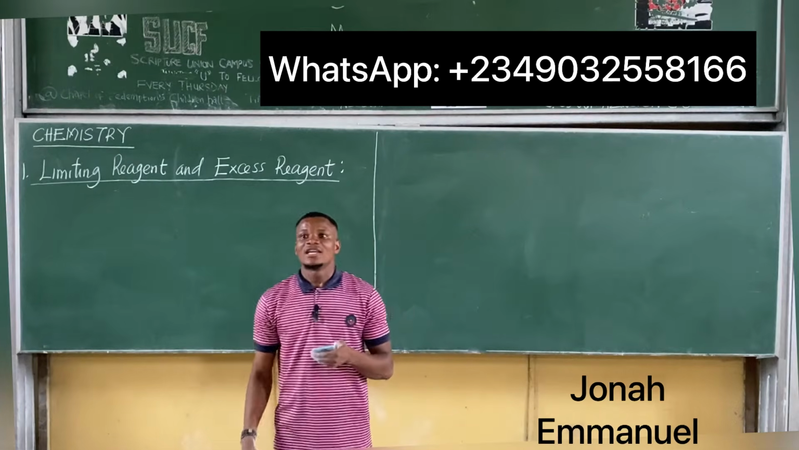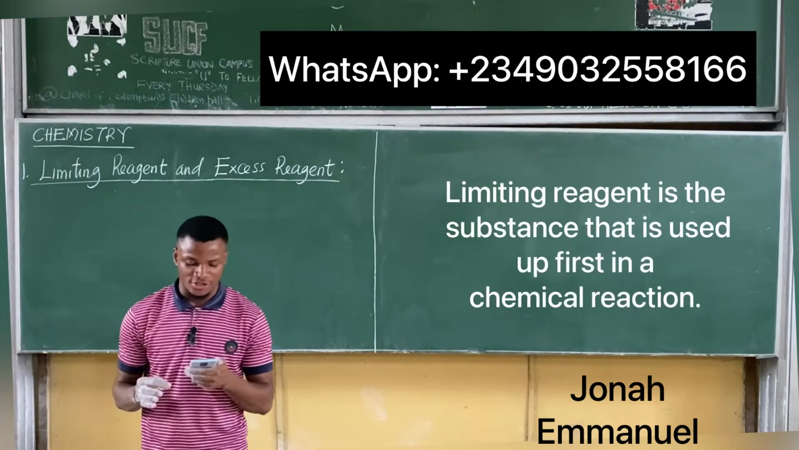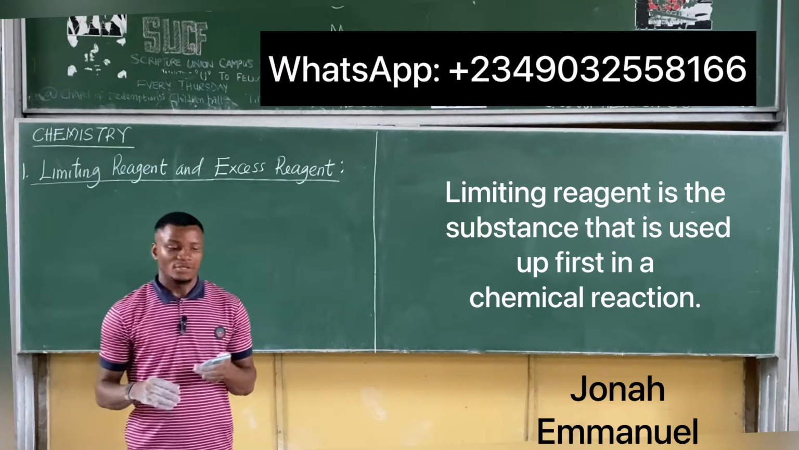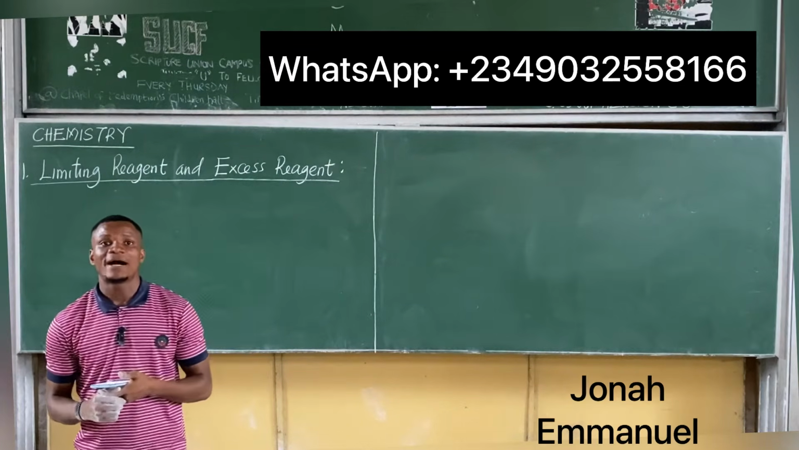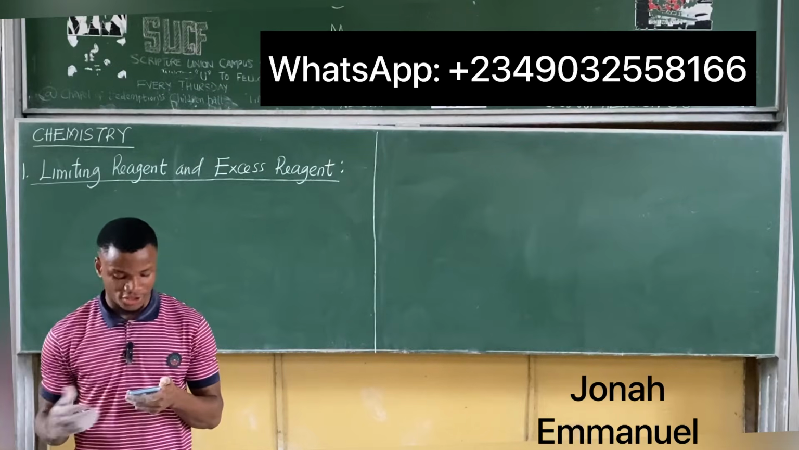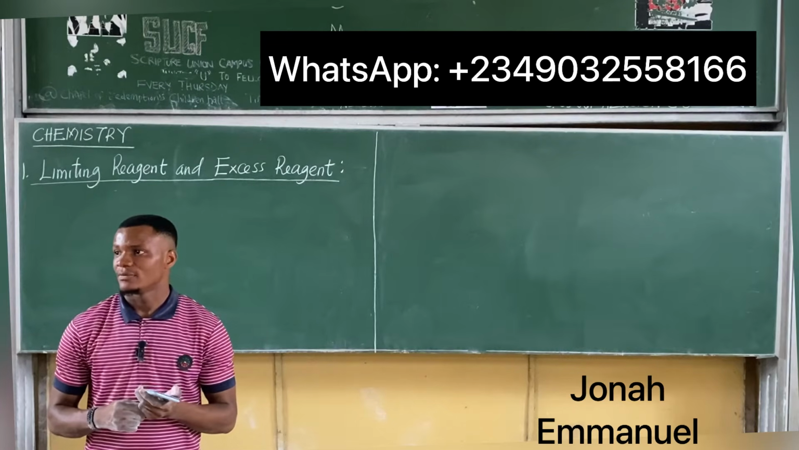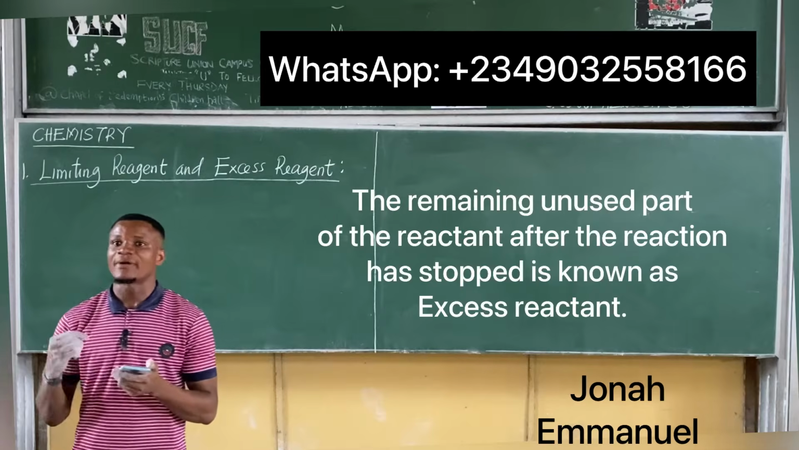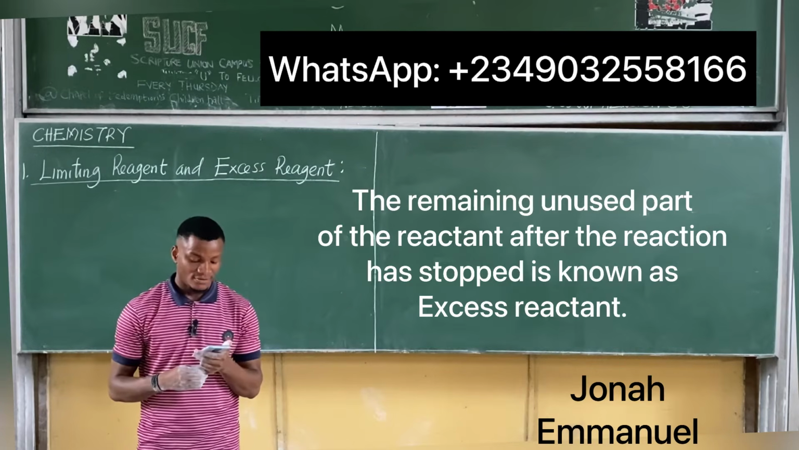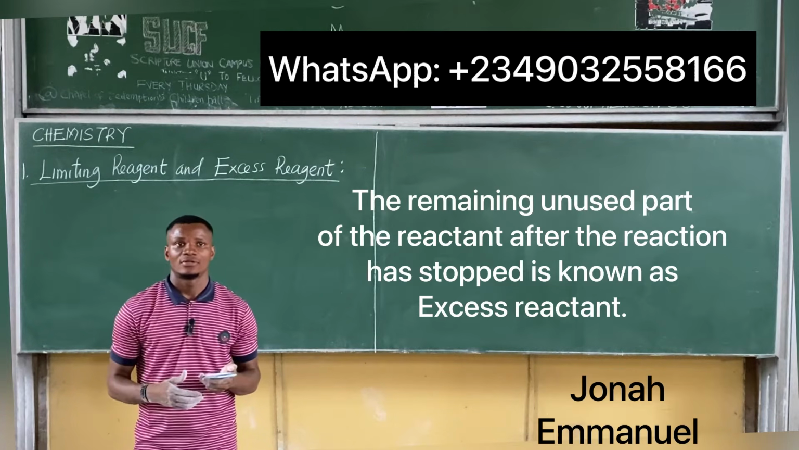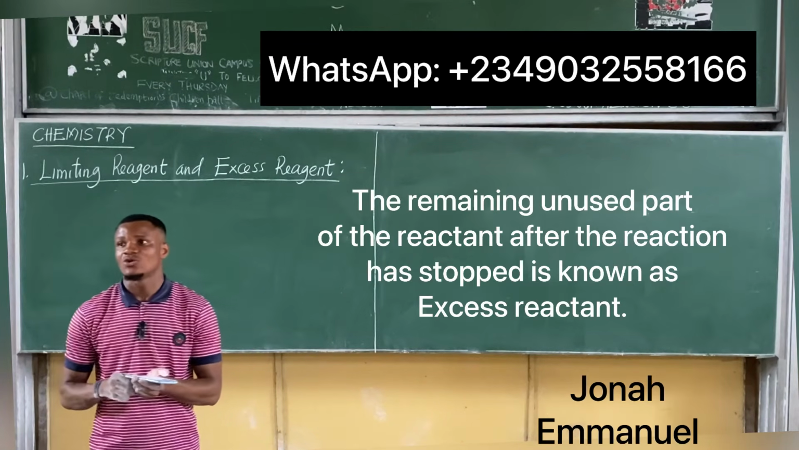Take down, please. Limiting reagent is the substance that is used up first in a chemical reaction. While the remaining (in bracket, unreacted) parts of the reactants in such situation are called excess reagent. So what's the difference?